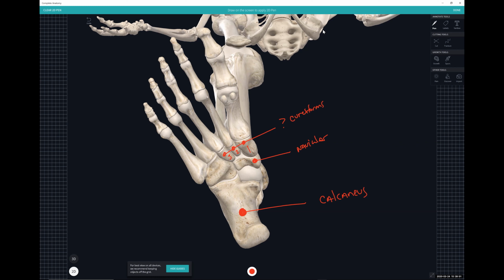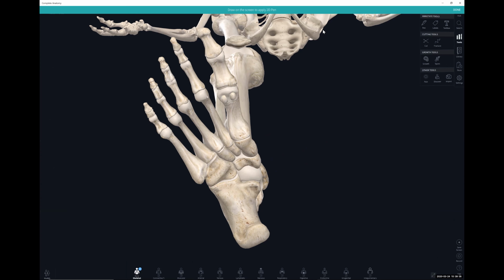Leaving this one, which is my talus, and this one, which is the cuboid. First metatarsal, second metatarsal, third metatarsal, fourth metatarsal, fifth metatarsal, and then my phalanges. A little bit easier than our wrist.